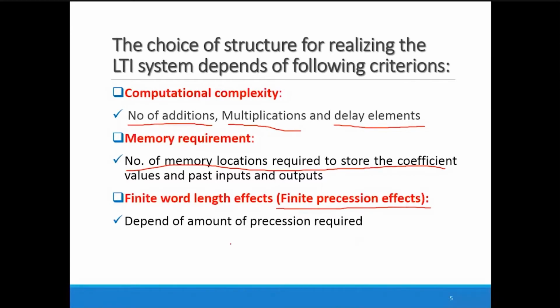So it depends on the amount of precision required. If I am applying 6 bits for the calculation, and if I am applying 7 bits for the calculation, in 7 bits compared to the lower number of bits, I am getting higher precision. That is known as finite word length effects or finite precision effects. So these three parameters or criteria we have to consider when we select any structure. Okay, so we start with the first structure.